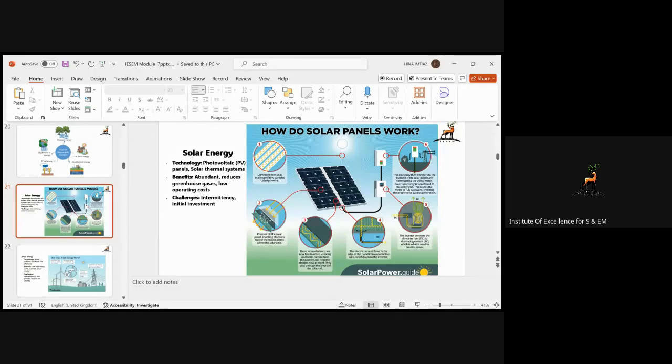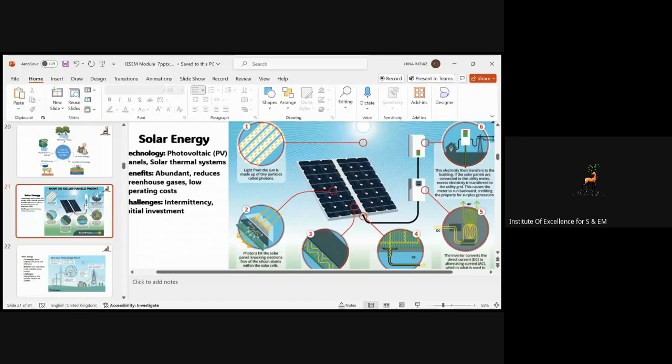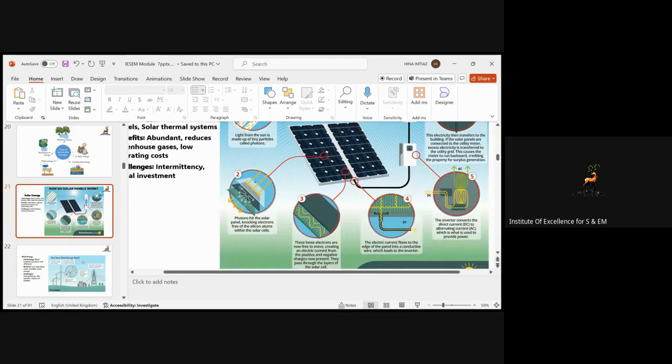And AC is the type of electrical current used when you plug appliances into normal wall sockets. If you see this example, light from the sun is made up of tiny particles called photons. Photons are small packets of light. Photons hit the solar panel, knocking electrons free from the silicon atoms within the solar cells.